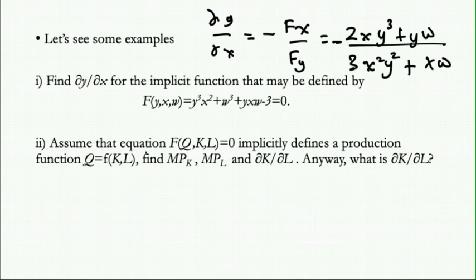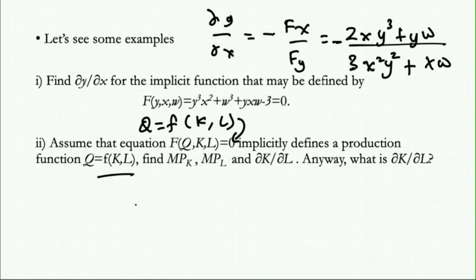Now let's look at the second example, which is more related, which is an economic example. So usually we have quantity as a function of K and L. This is the explicit function, but we change it to an implicit function. So it implicitly defines a production function of this, isn't it? So we need to find MPK, marginal product of capital, MPL, marginal product of labor, and then delta K over delta L. And here, how to find MPK?